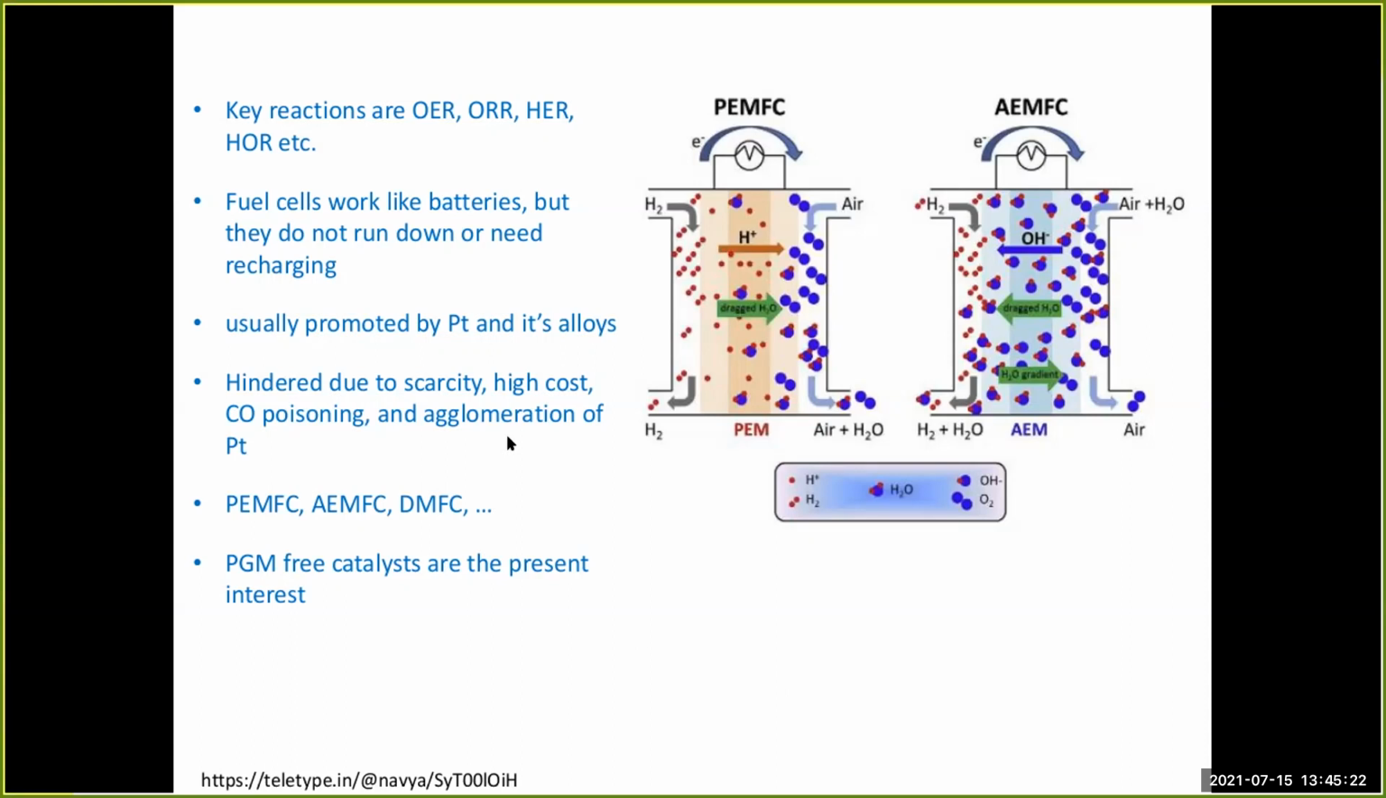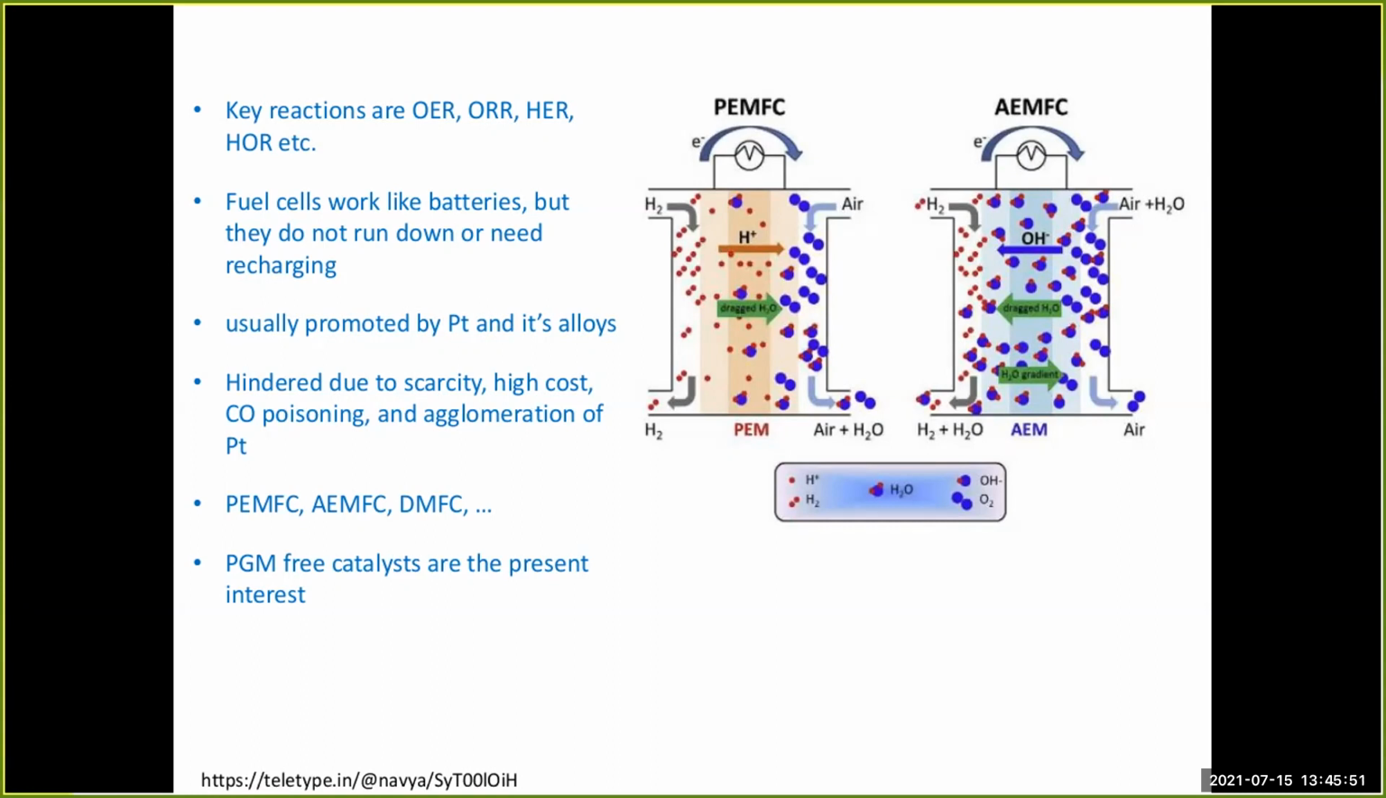Various types of these fuel cells have been identified. In all of these, apart from the fuel fed at the anode and the cathode and the migrating ions, the rest of the mechanism is very similar. The main types are proton exchange membrane fuel cells, anion exchange membrane fuel cells, direct methanol fuel cells, and phosphoric acid fuel cells, etc.